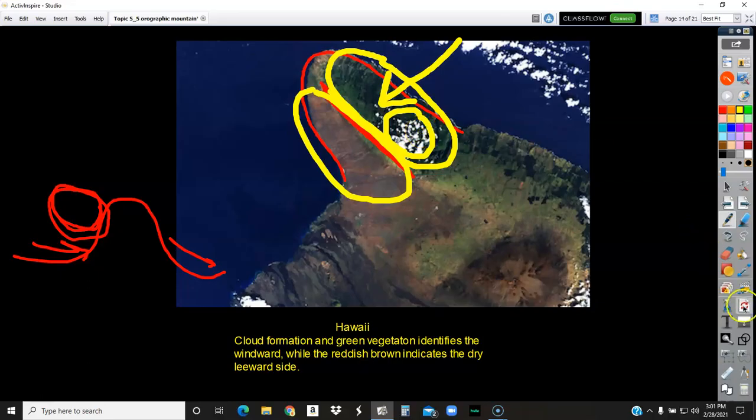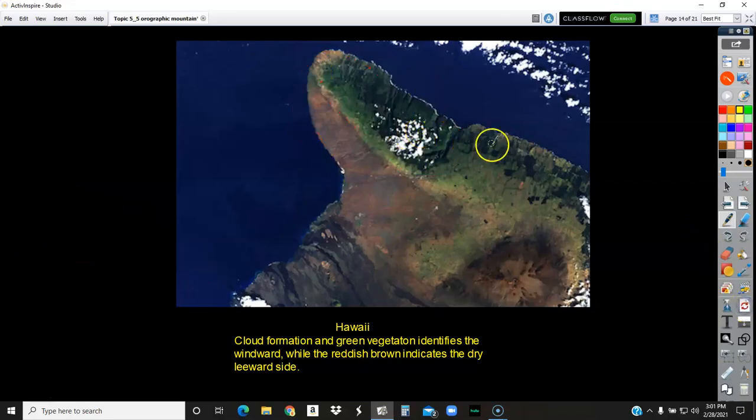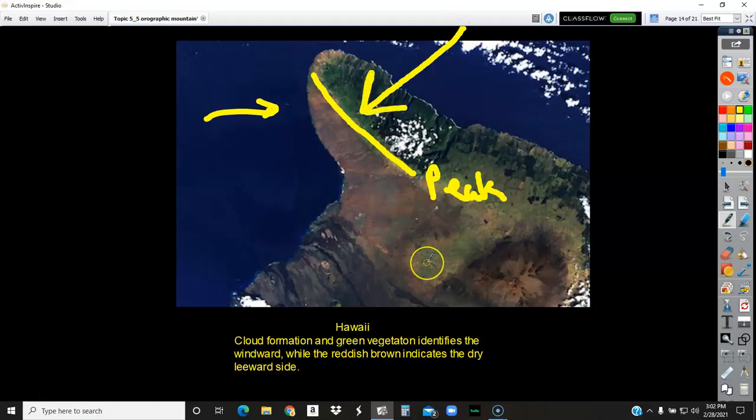So that would be a good question on the Regents, just to ask students to label a mountain. They might even draw a line here and write, this is the peak of the mountain. You're looking down on the mountain on Hawaii. Draw an arrow to show the wind direction. So you'd have to put an arrow going like that, coming out of the northeast, heading southwest.